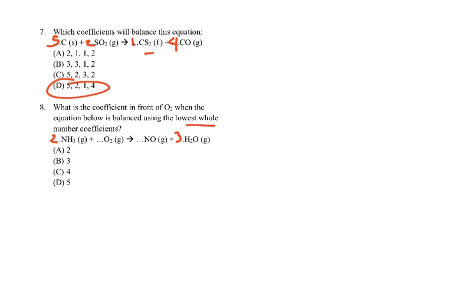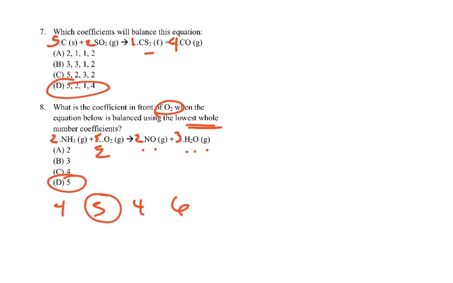Now if I have 2 N's, I'm going to put 2 NO2s. And how many oxygens? I have 2 here, and I have 3 here. So on the right side, I have 5 oxygens, so this is going to be 5 halves O2. Now it says do it in whole numbers, so I have to double everything. So it's going to be 4, 5, 4, and 6. It asked for the number in front of the oxygen. It's 5, so that's answer D.